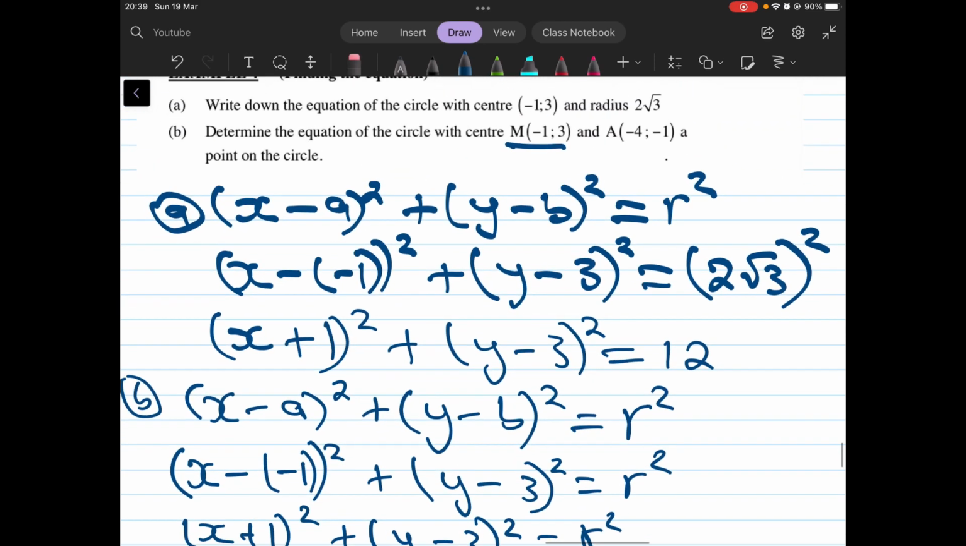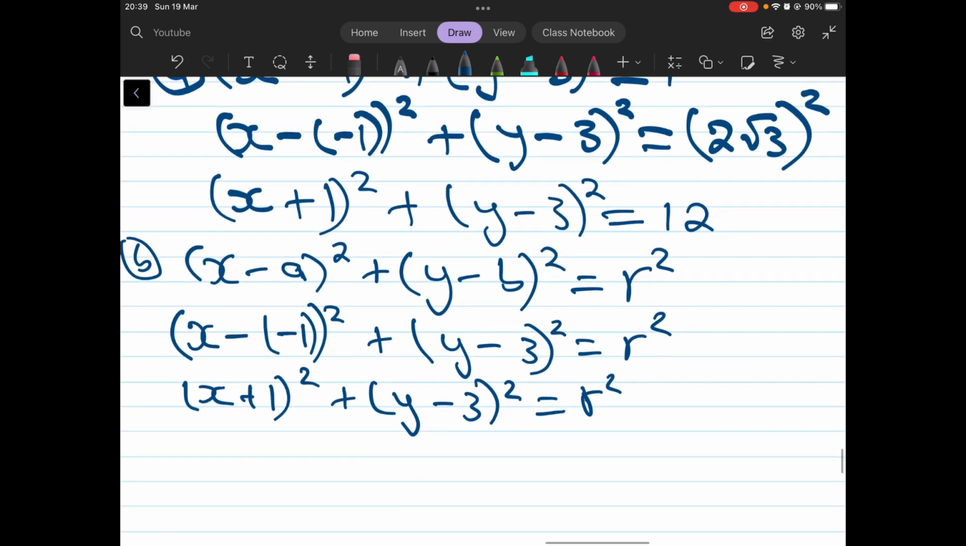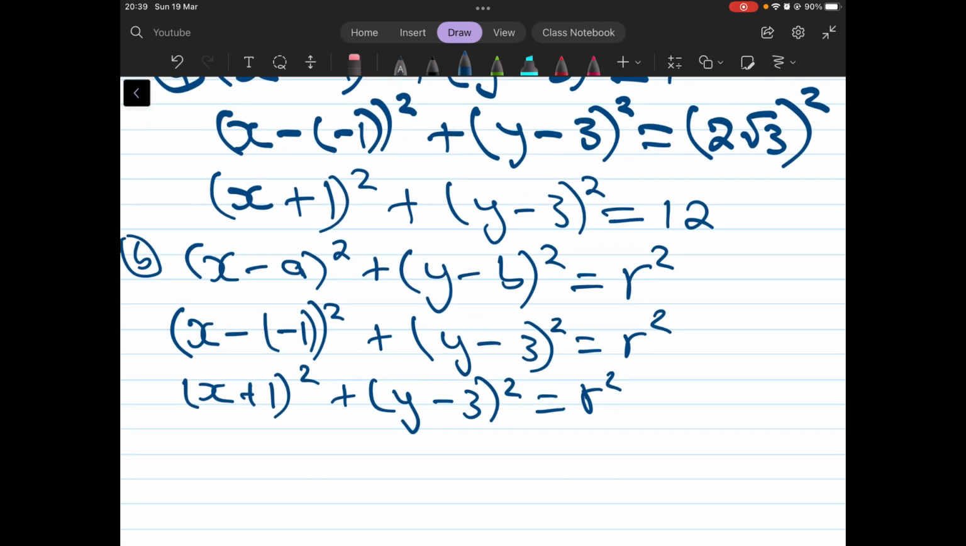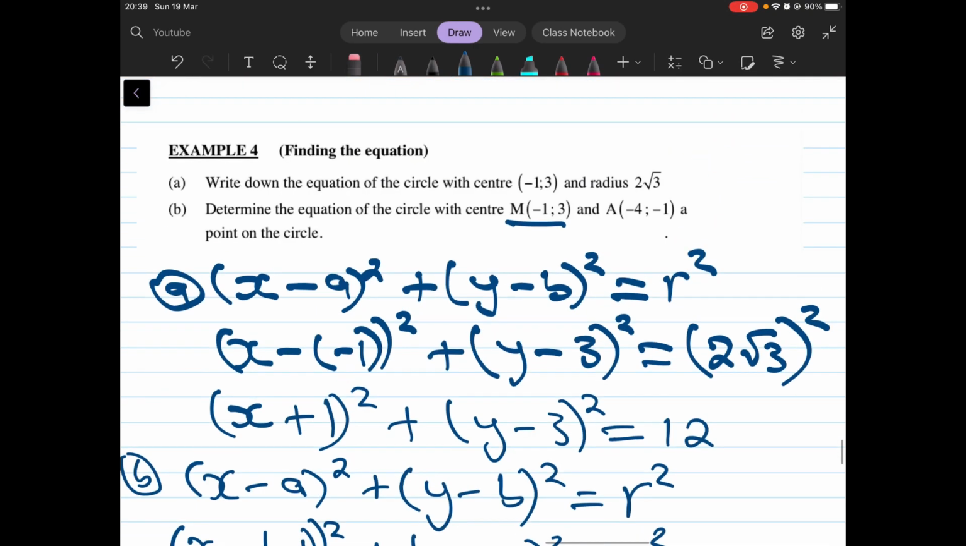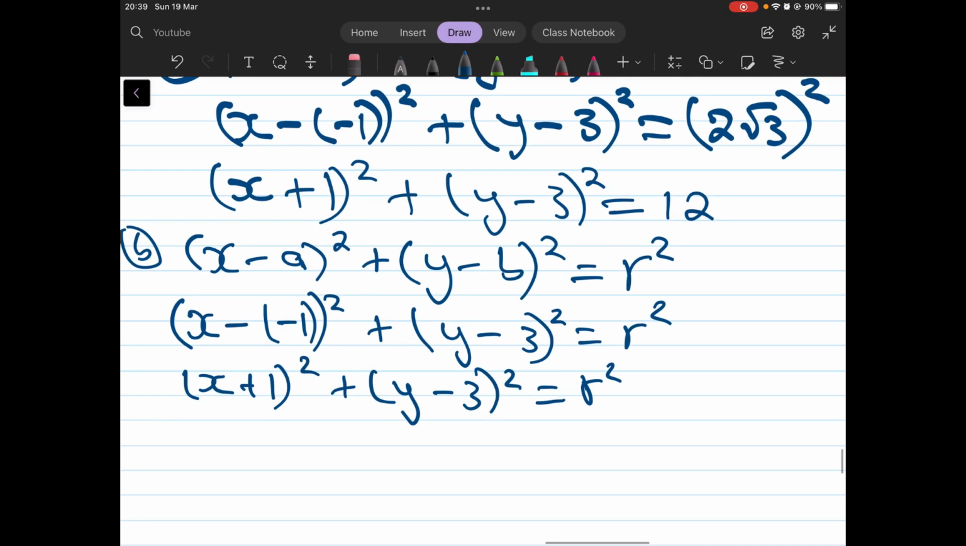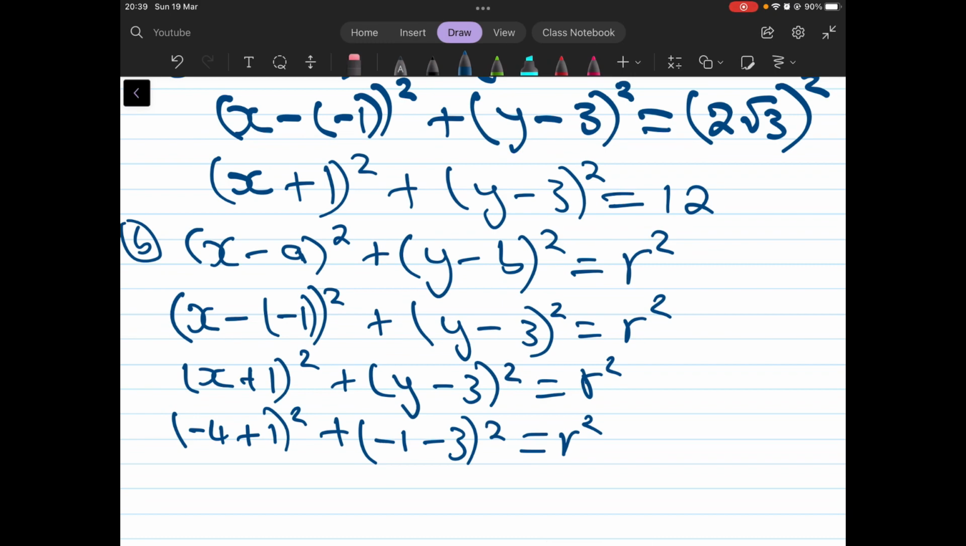What are we given? We are given a point which is on the circle. If this point is on the circle, it has an x value and a y value, so we can substitute it into this equation. So we are going to do exactly that. That point has -4 and -1. So the x value is -4 for that point. We're just going to substitute that point into the equation. And its y value is -1. So you can see, by substituting that point, now we are able to calculate what r squared is going to be.